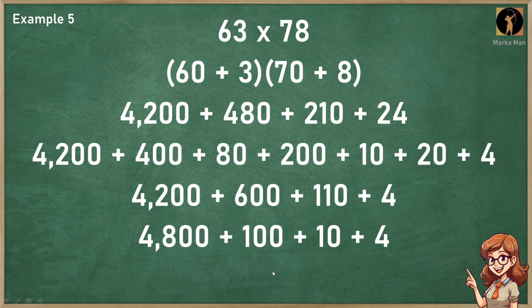So now you can add this easily. So 4,800 plus 100, that is 4,900, plus 10, that is 4,910, plus 4, that is 4,914. So that means 63 times 78, that is 4,914. So that's how you can solve this kind of problem using this method.